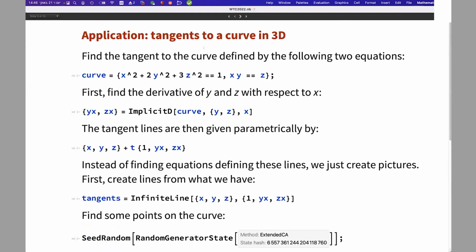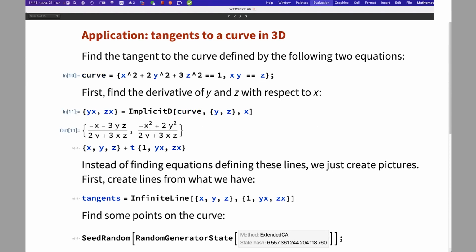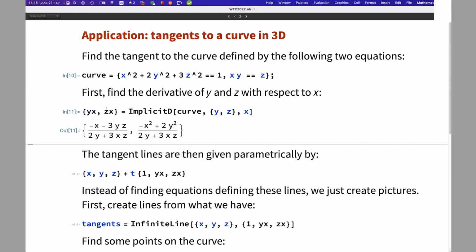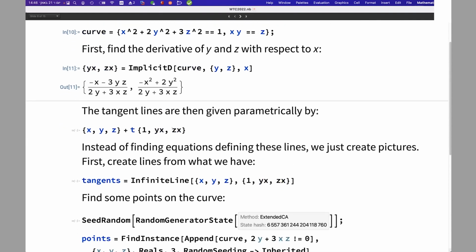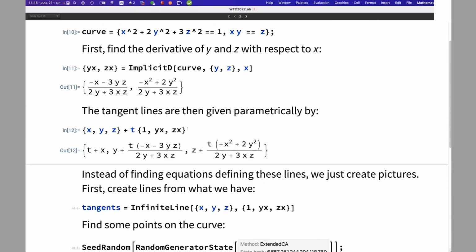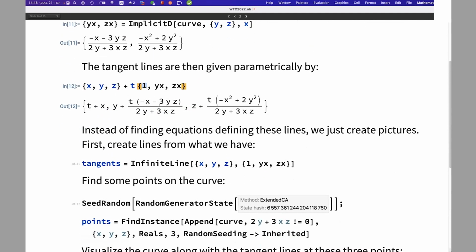So a nice application example, find the tangents to a curve in 3D. So I have the curve defined as the intersection of these 2 surfaces. So I find the partial of y with respect to x and z with respect to x. The tangent lines are then just given parametrically by the point plus, since the derivative of x with respect to x is 1, t times that tangent vector.